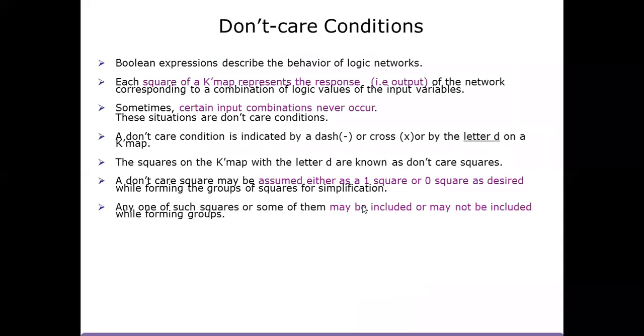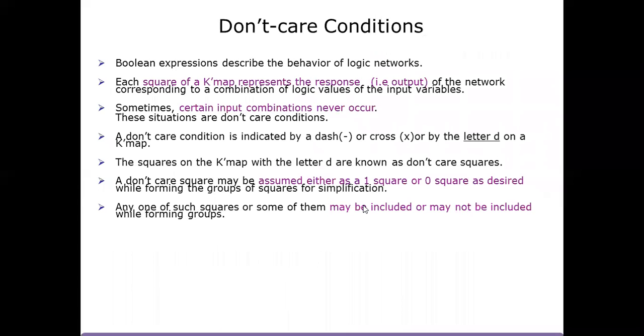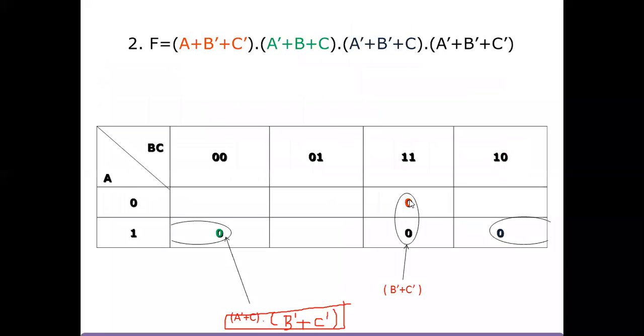This example. So the other thing we have to discuss today is don't care conditions. Okay, so with this Boolean expression, what does it do? It describes the behavior of logic networks. It gives you the output of a logic network. So each square of the K-map would represent the response of the network. What do these terms say? It says something about the response. If this combination is there, A is 0, B, C are 1, 1, the output would be something like this.